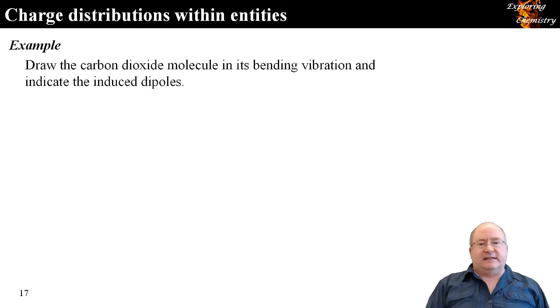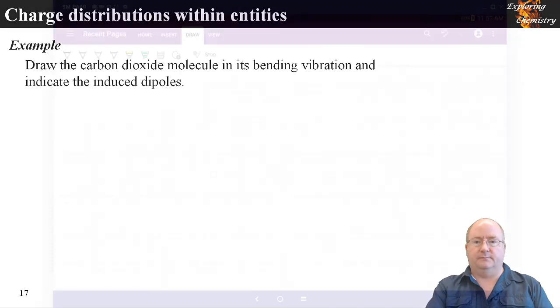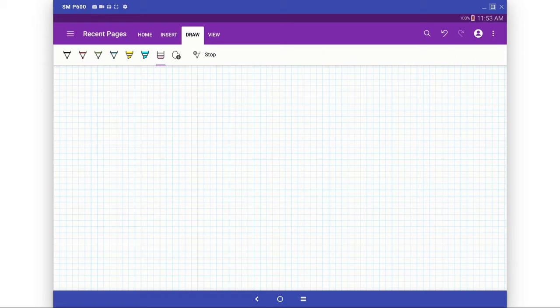As an example, we want to draw the carbon dioxide molecule, and look at bending vibration with regards to dipoles and induced dipoles. So carbon dioxide is this molecule right there. It is linear. And of course the oxygen is more electronegative than the carbon. So both of those bonds are polar. The electrons preferentially move towards the oxygen because it's more electronegative. But because they are in equal and opposite directions, we have no net dipole moment.